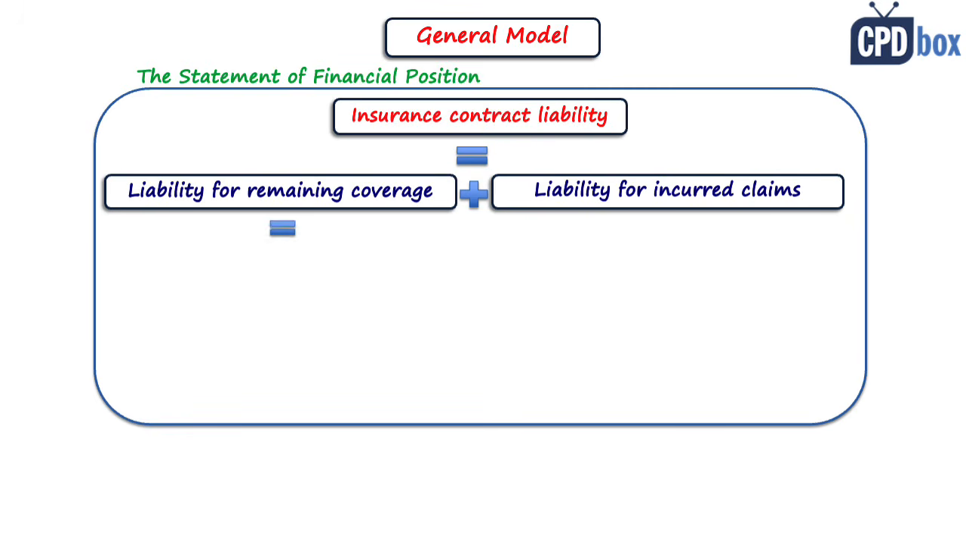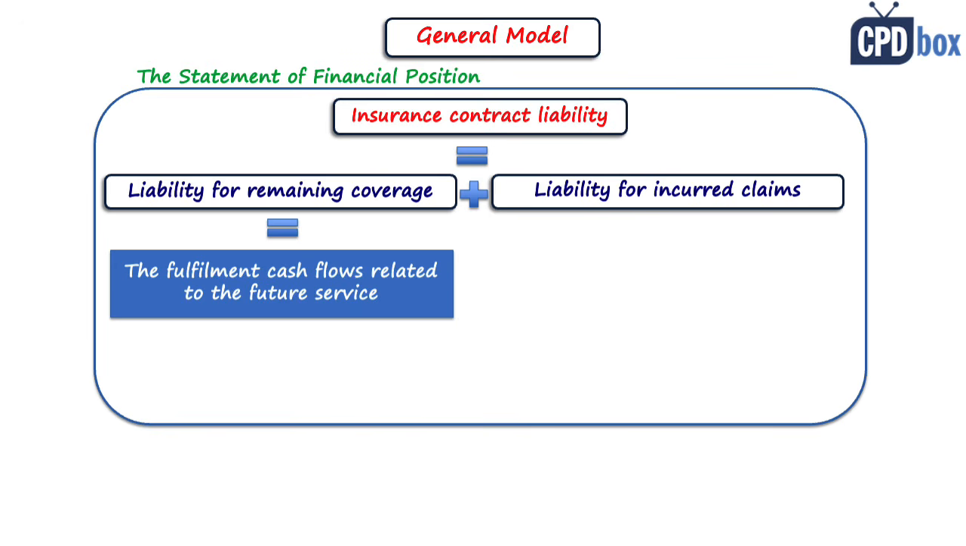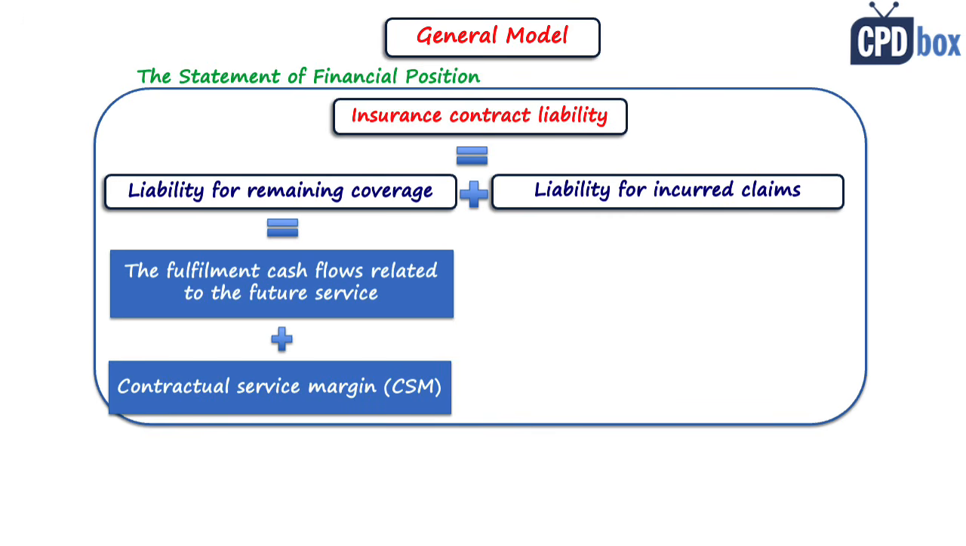Now, liability for the remaining coverage is composed of 2 parts. The fulfillment cash flows related to the future service, that would be all cash inflows and outflows related to the group of contracts. And the second component is contractual service margin. That is the profit that the insurer will make on this group of contracts over their coverage period.